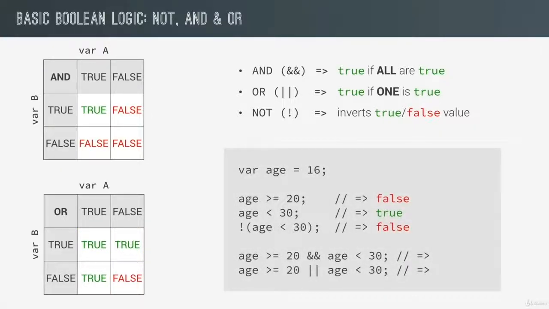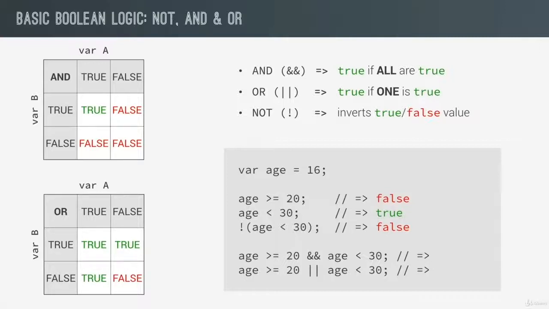So we start by defining a variable called age. Then we have age greater or equal than 20, which is of course false because 16 is less than 20. Then we have age less than 30, which of course is true. And finally, we have the not operator. So we know that age less than 30 is true, and we know that the not operator inverts the value. So not age less than 30 is of course false.